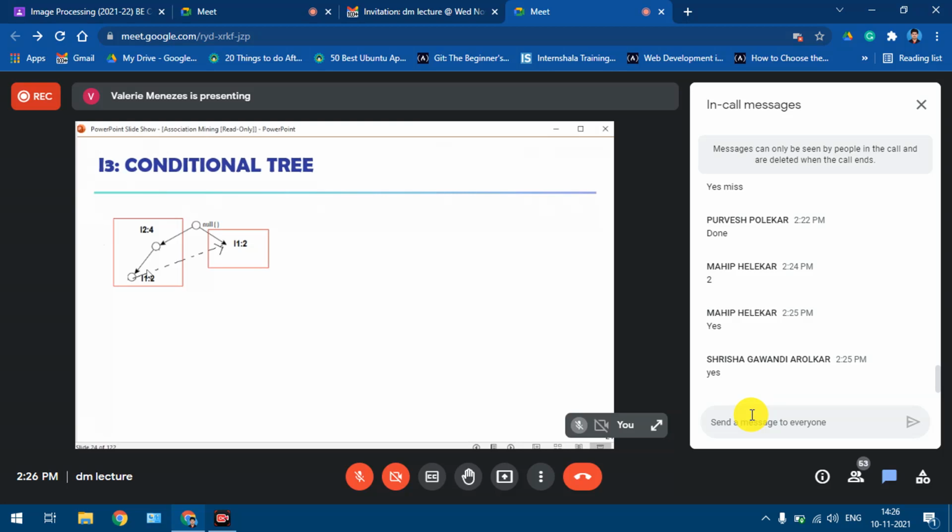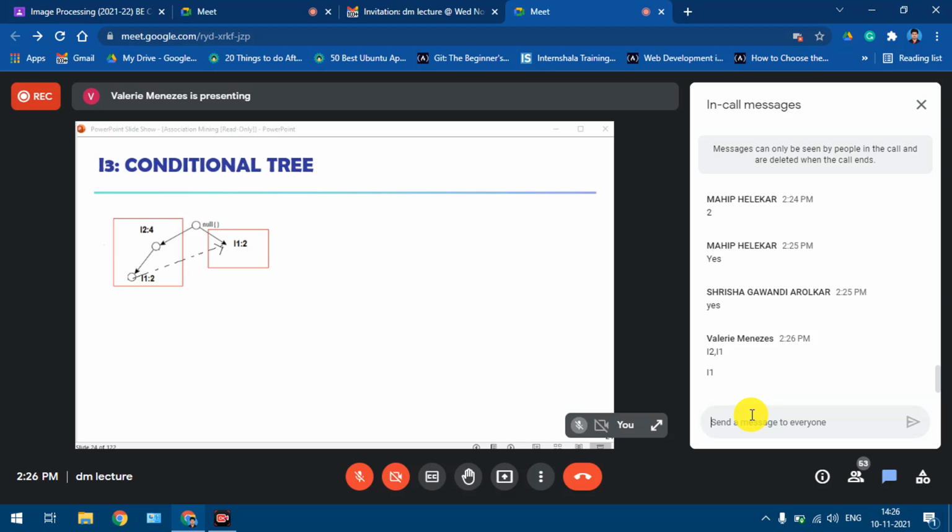So first we retain both the branches, I2, I1 and the other branch, I1. Just listen carefully. We have two branches, I2, I1 and I1. Since they are on different branches, the support counts are added. So the support count of I1 will be 4, which is 2 plus 2. The support counts are added.